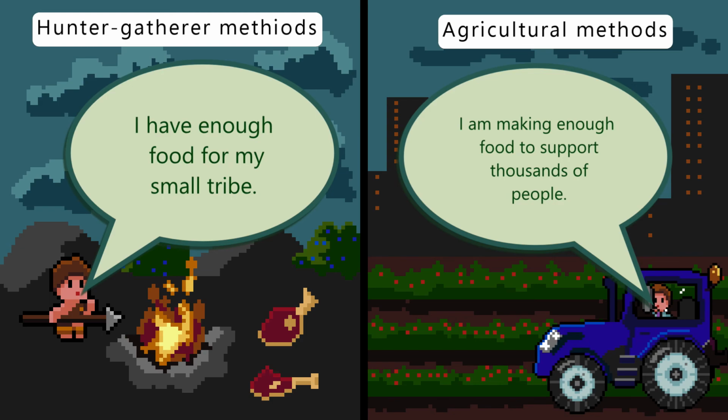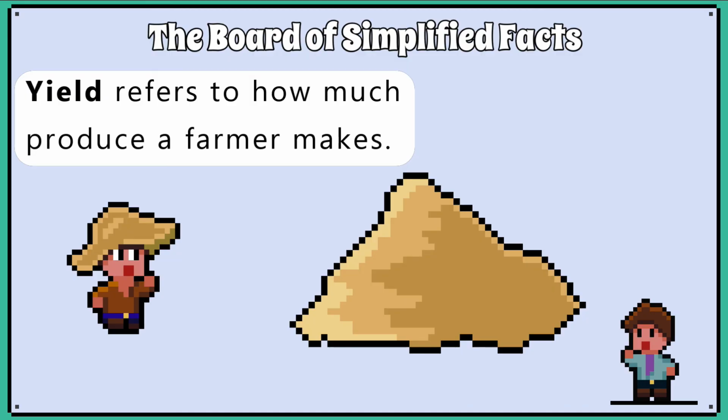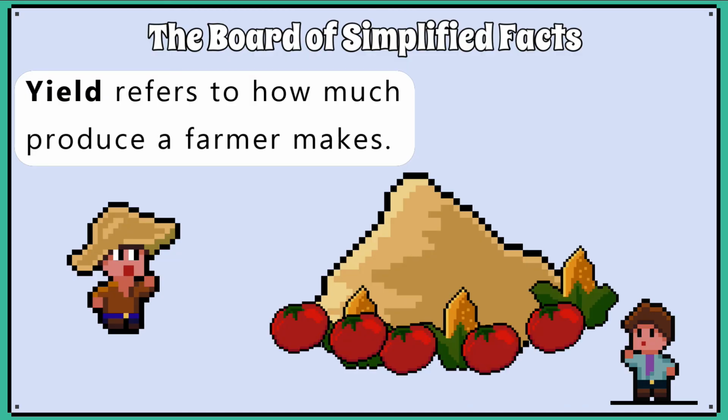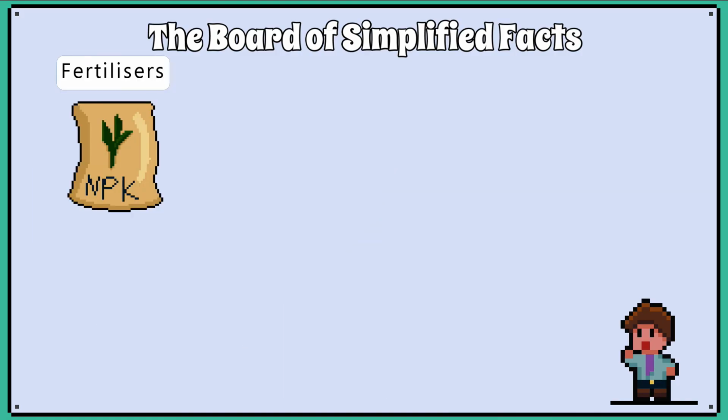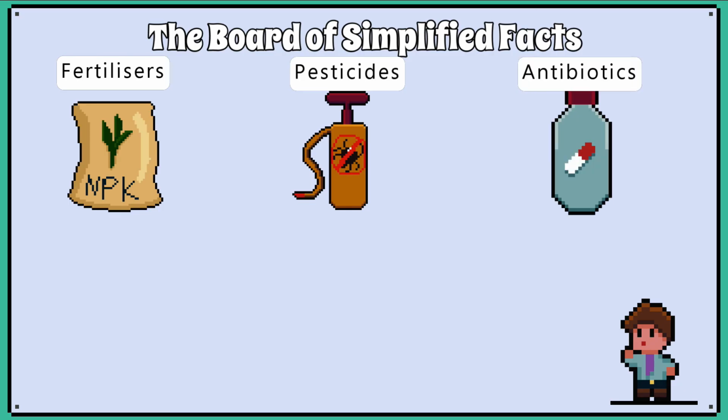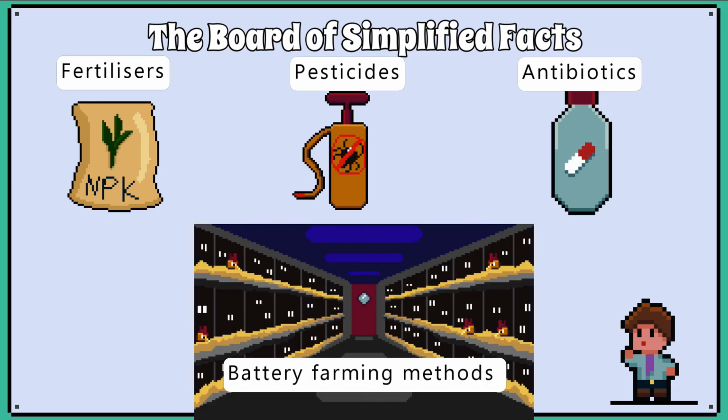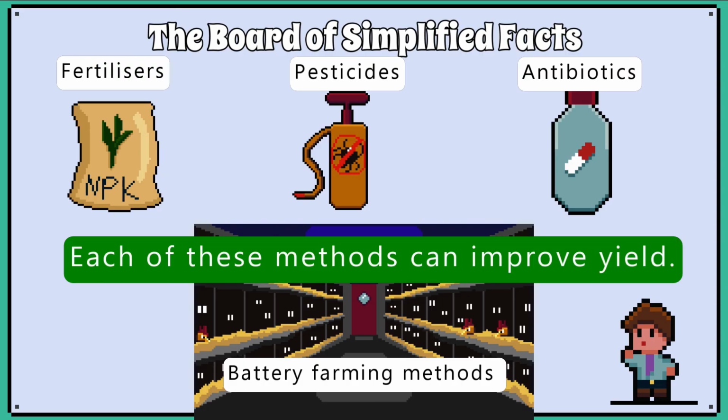Food production for human needs is provided by farming. Farming is what allowed humans in the first place to grow in such numbers, because farming methods can produce a lot of food for the space they use. Yield refers to how much produce a farmer makes. More crops, more yield. More meat, more yield. Farmers use fertilizers, pesticides, methods for controlling disease, and battery methods, all because they have the advantage of improving yield regarding crops and meat production. All these methods, however, do come with disadvantages.